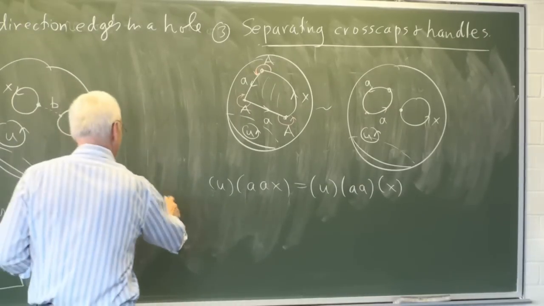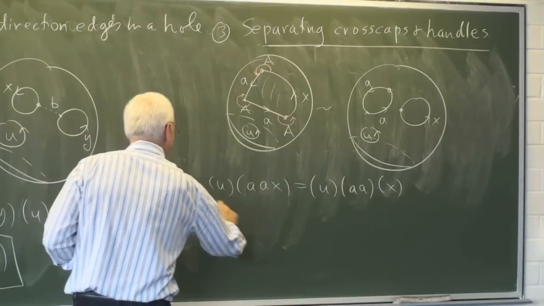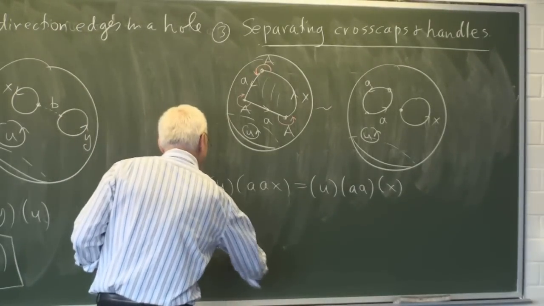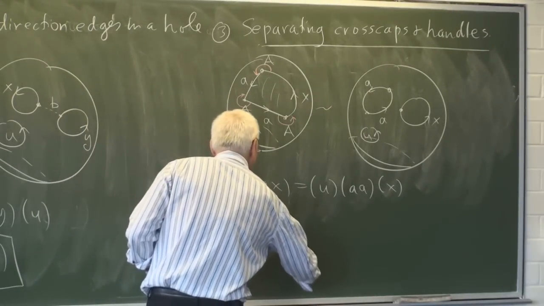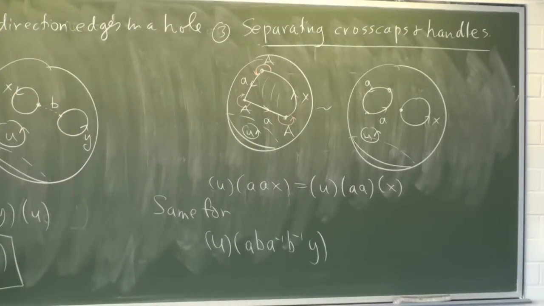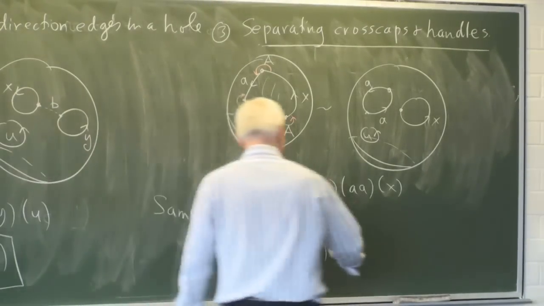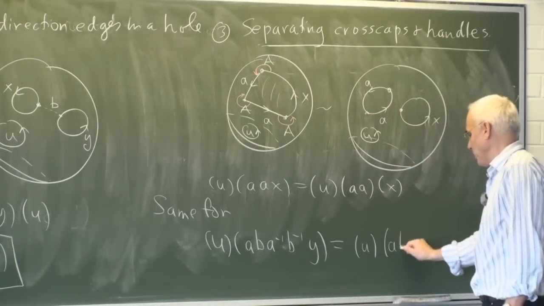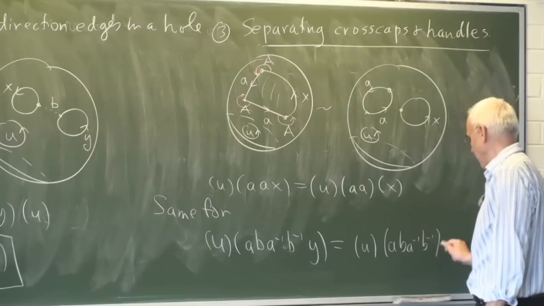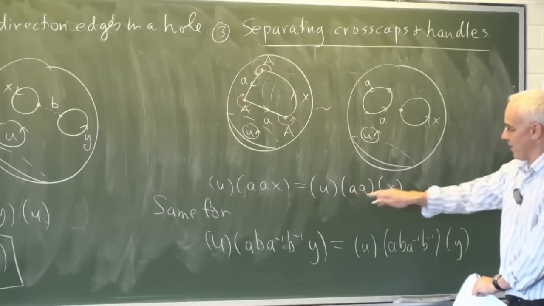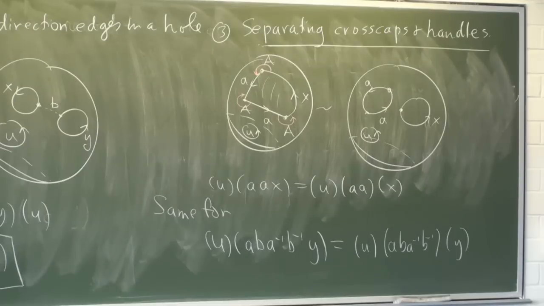And then there's the same argument, same for what happens when you have a handle. If you have a word like U, A, B, A inverse, B inverse, times say some Y, exactly the same argument shows that you can separate that handle from the rest, A, B, A inverse, B inverse, creating two individual holes. One is now a pure handle, just as we now had a pure cross cap or projective plane before.